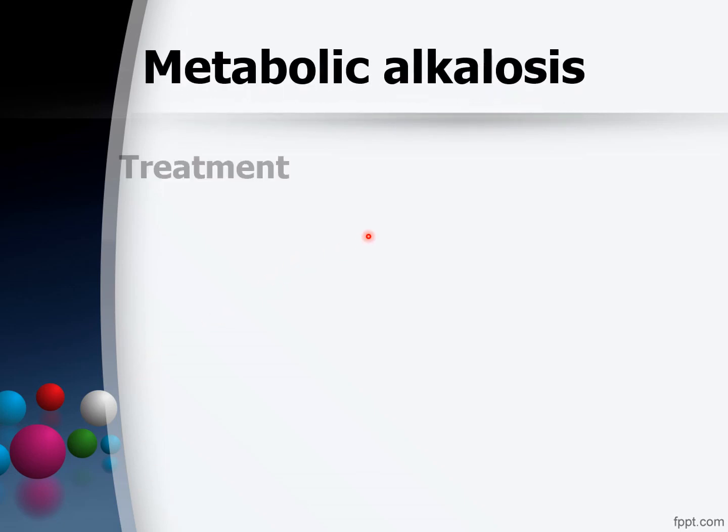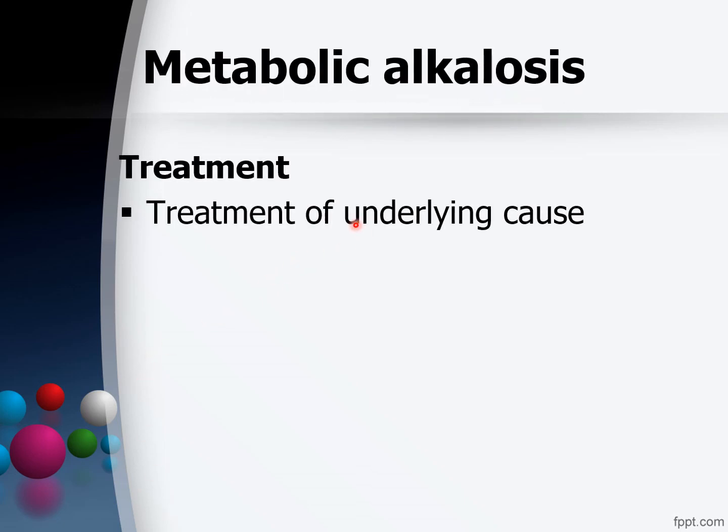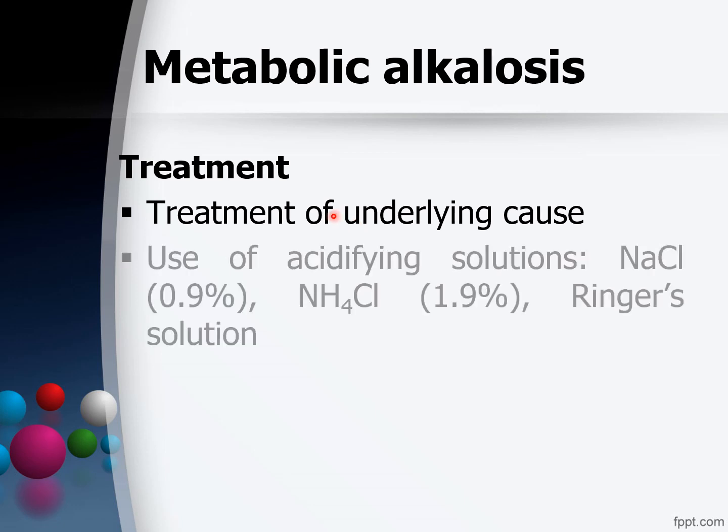For the treatment of metabolic alkalosis, this includes the treatment of the underlying cause. For example, the excessive vomiting and the hyperaldosteronism should be treated.